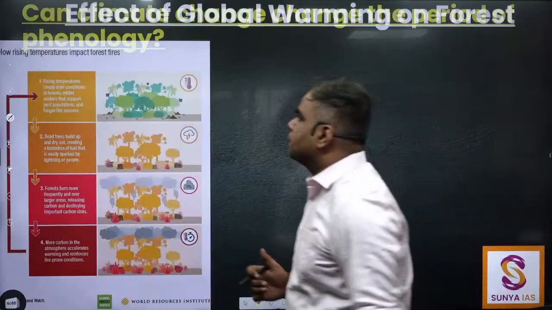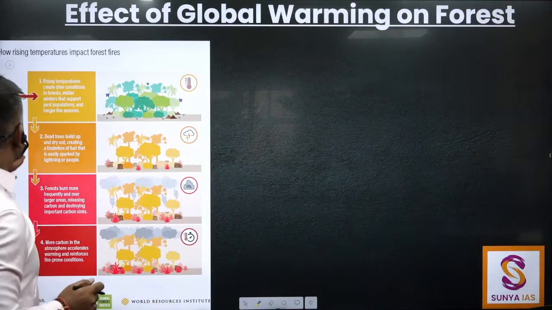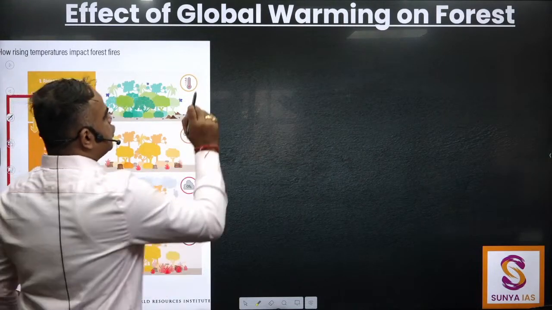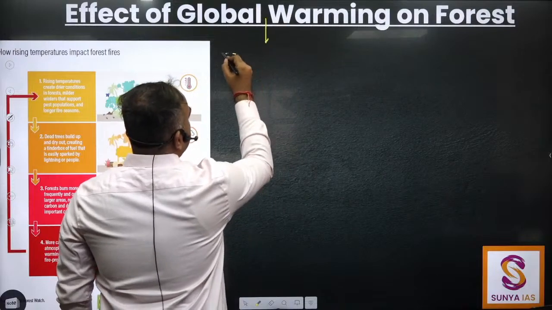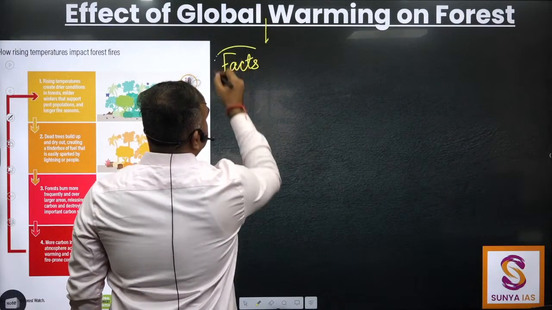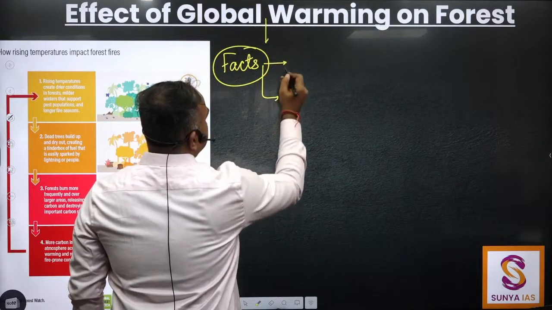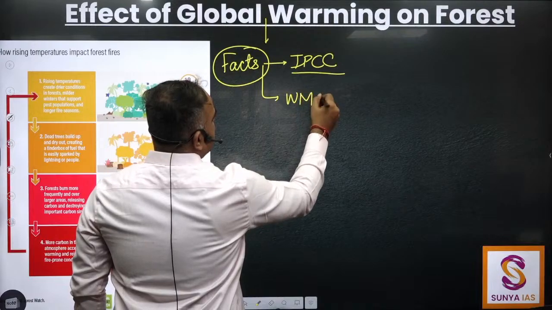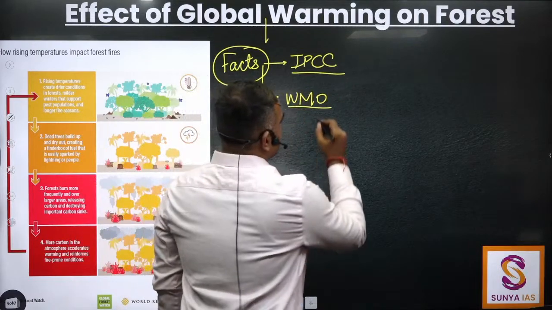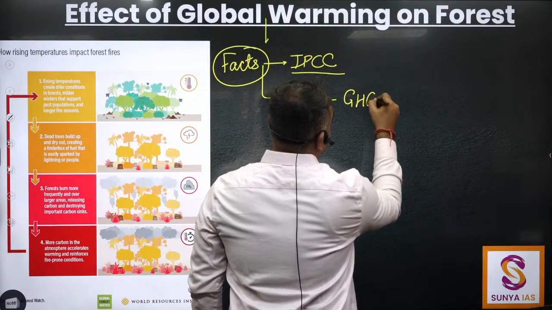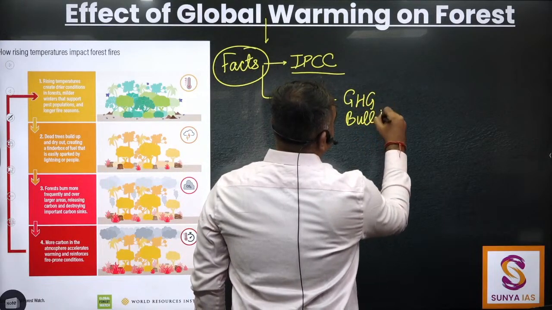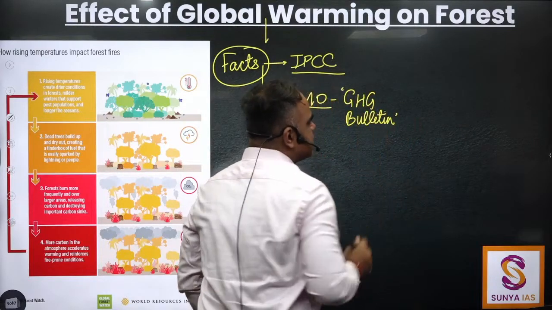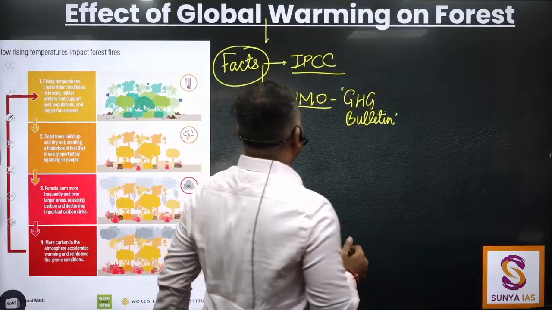Fine. Now, we had discussed in the previous part that global warming was happening. What is the best way to prove that, or what are the facts which support this? Two major sources are the Intergovernmental Panel on Climate Change and the World Meteorological Organization, which publishes something known as the Greenhouse Gas Bulletin. It has other publications too, but this is one of its main flagships.